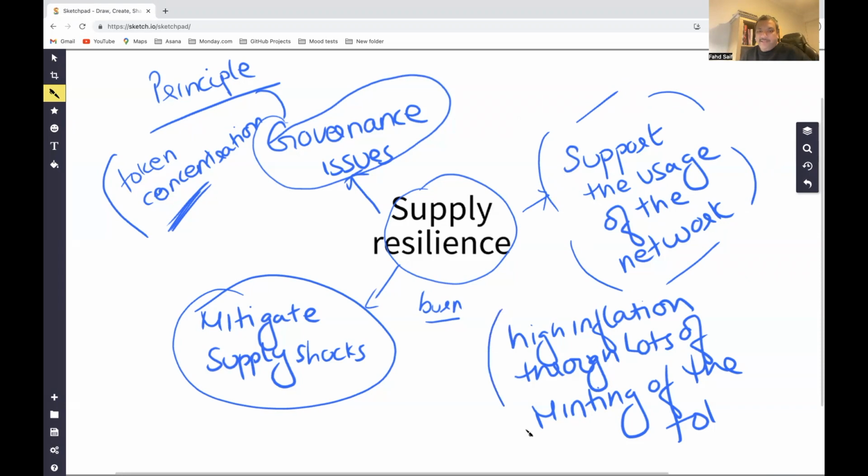And the last thing that I wanted to highlight here is high inflation through lots of minting of your tokens. So if suddenly a lot of minting happens on your ecosystem, your supply is balanced correctly, that does not create too many spikes within your price index, and it continues to keep your supply resilience smooth and constant. So hope you get a good understanding of what supply resilience means and its contribution as a principle to the token economics.